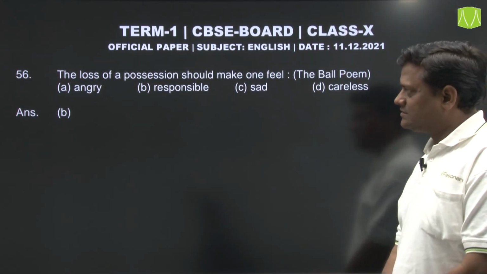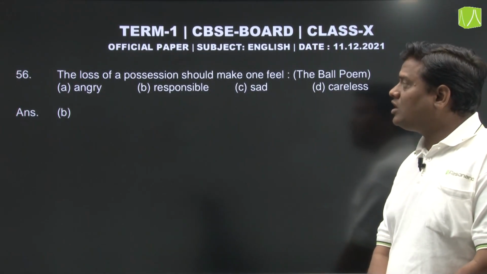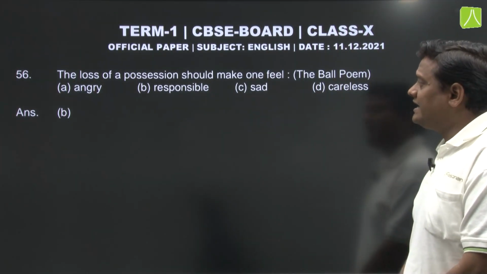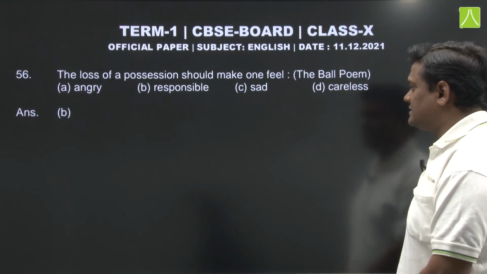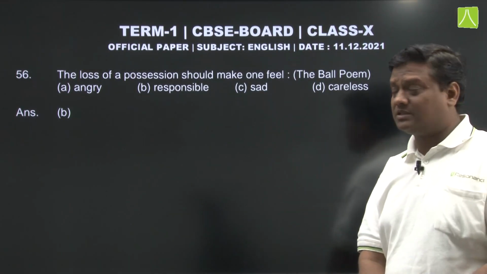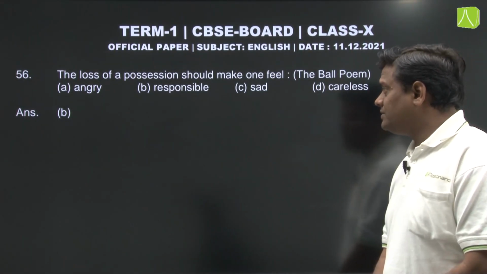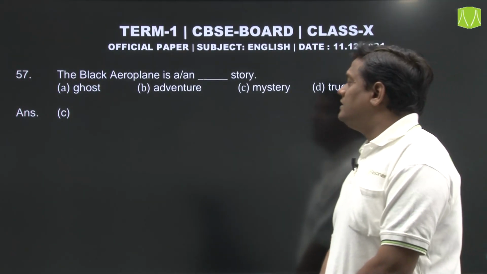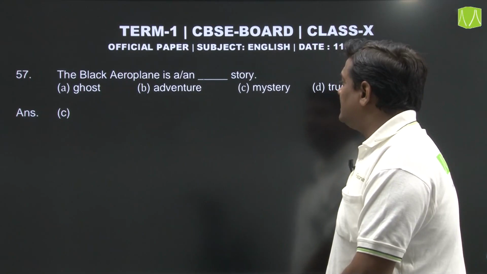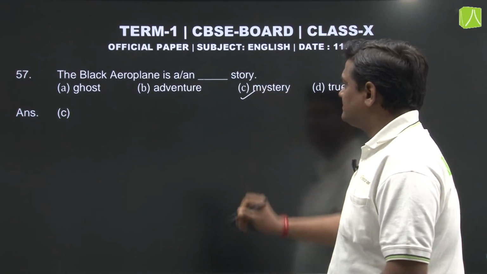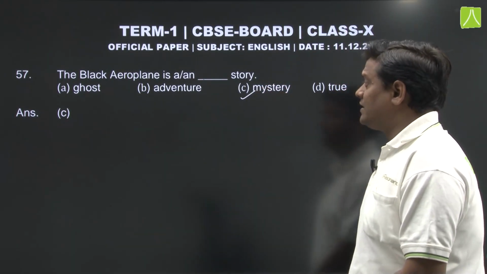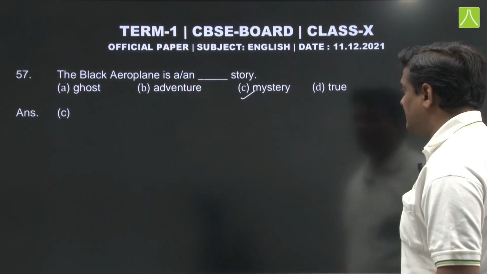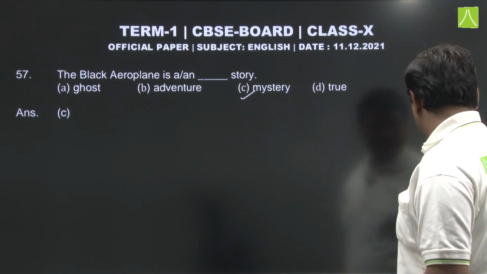Question number 56. The loss of a possession should make one feel angry, responsible, sad or careless. Option B is correct. Responsible. From The Ball Poem. And now question number 57. The Black Aeroplane is a mystery story because we don't know where the black airplane went. So option B. Option C, it's a mystery.